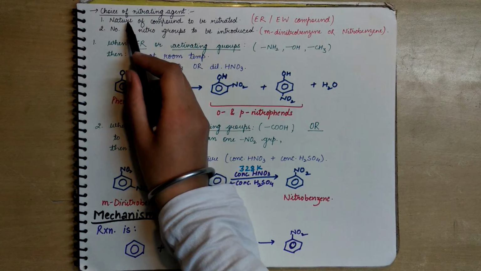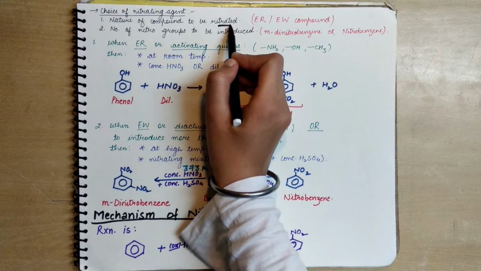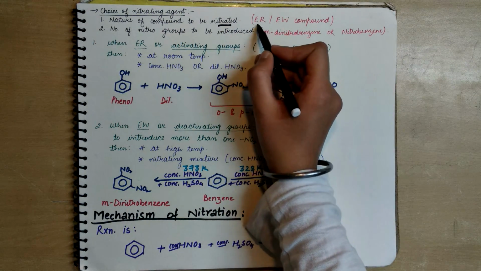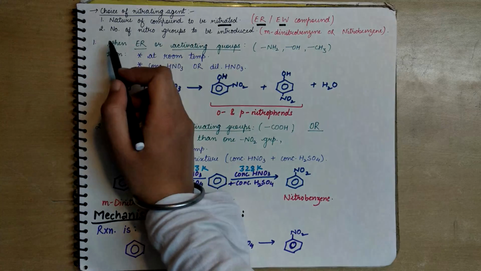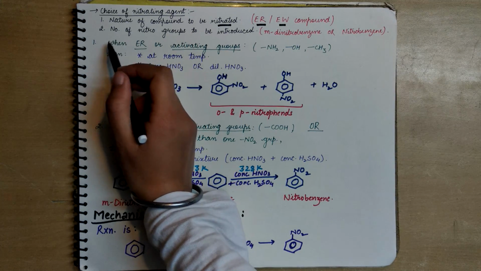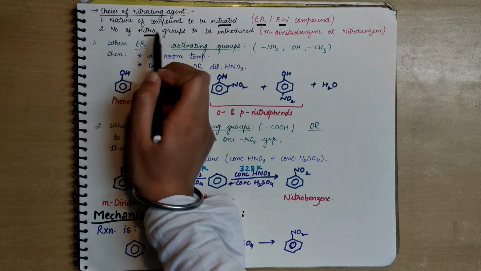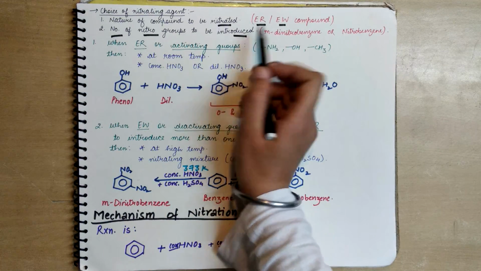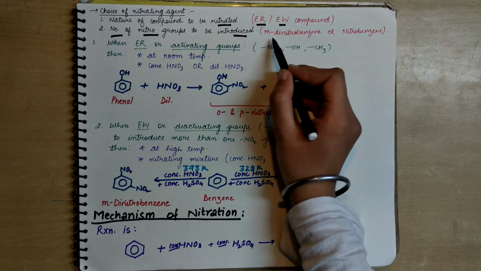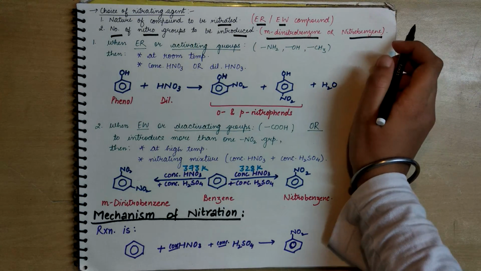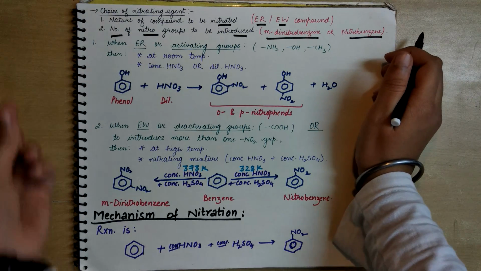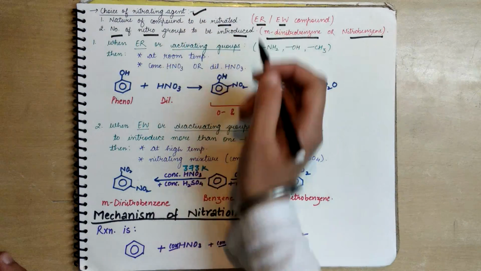It depends upon the nature of the compound to be nitrated: either the compound is electron releasing or electron withdrawing. The second reason is the number of nitro groups to be introduced. For example, we want to prepare meta-dinitrobenzene or just nitrobenzene. Based on these two conditions, we choose the nitrating agent.